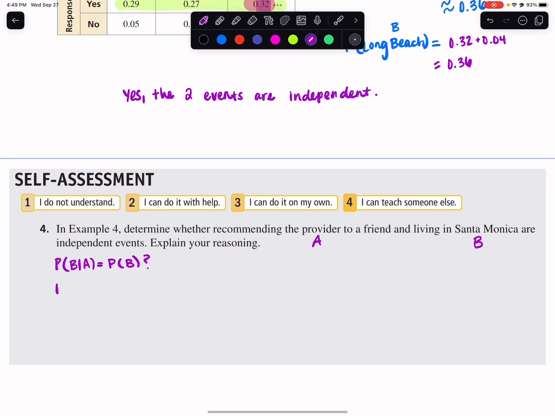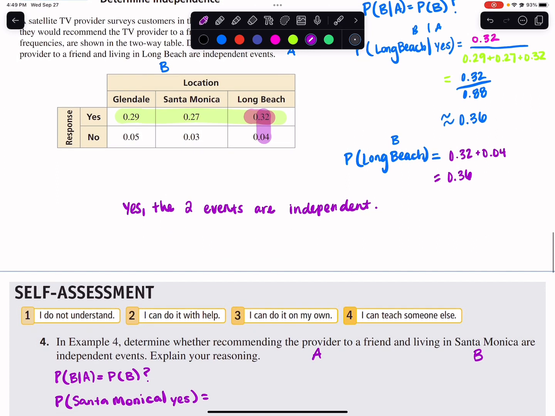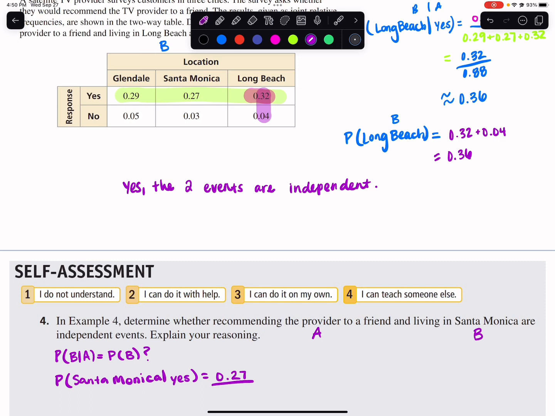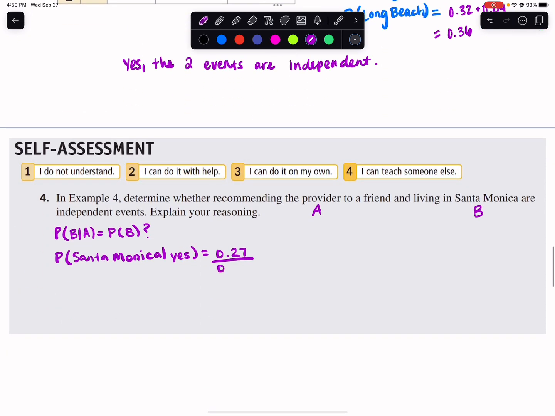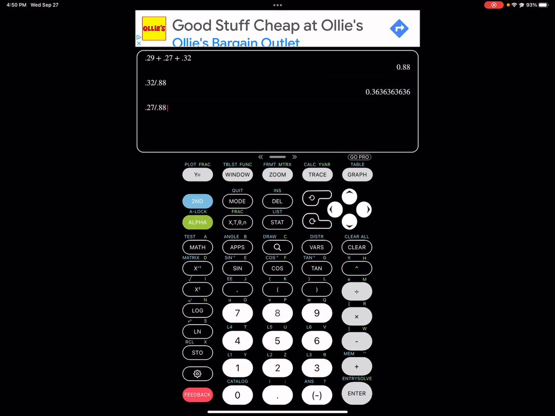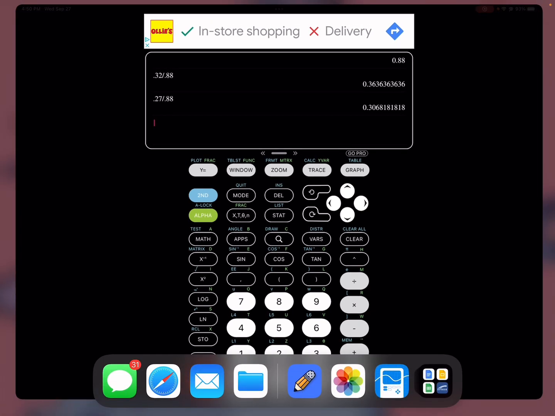All right, so probability of B given A, that is the probability of Santa Monica given yes, they would recommend. So Santa Monica and yes is 0.27 over all the yeses we already found, which is 0.88. So 0.27 over 0.88. That's about 0.307.